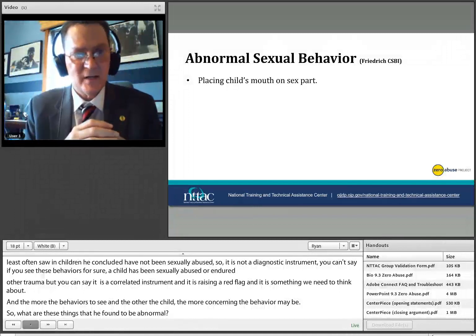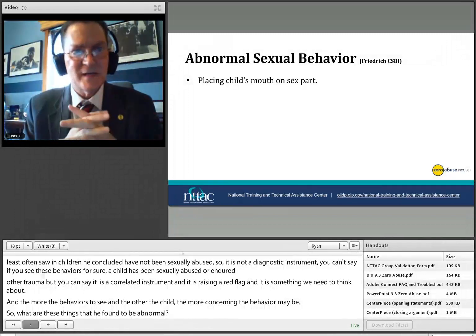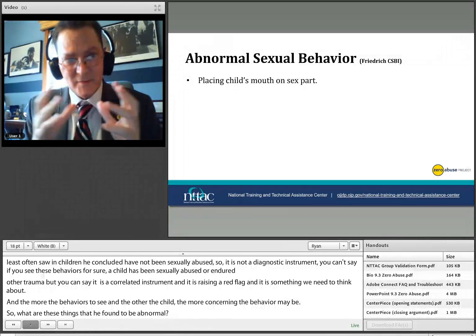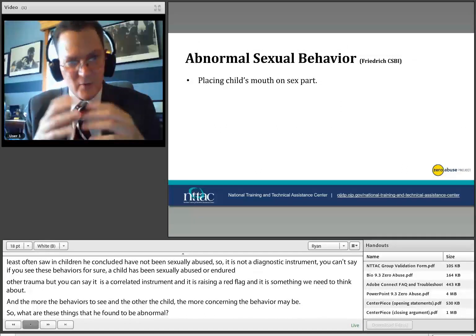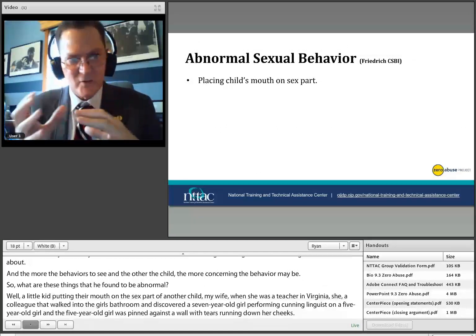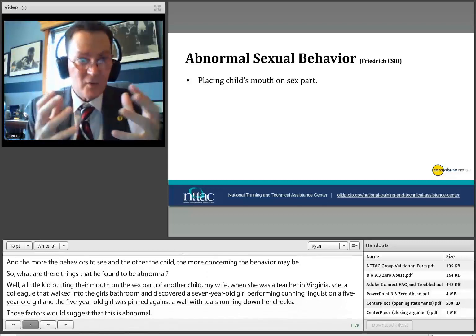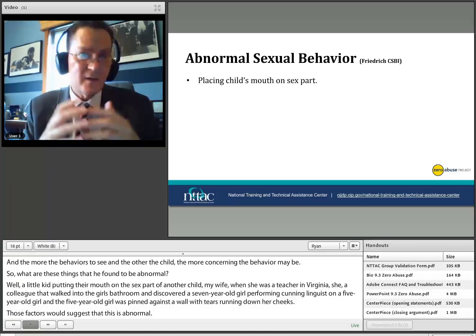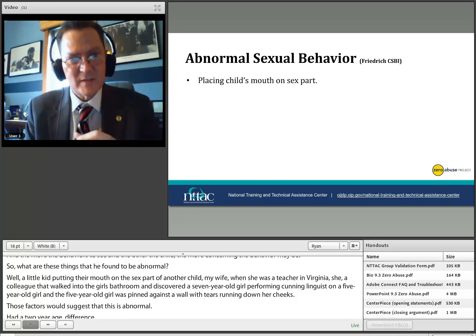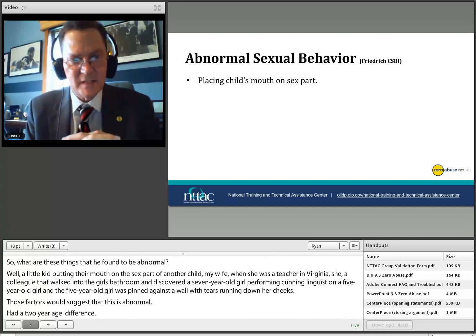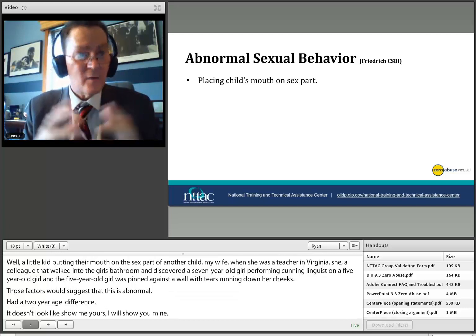Well, a little kid putting their mouth on the sex part of another child. My wife, when she was a teacher in Virginia, had a colleague who walked into the girls' bathroom and discovered a 7-year-old girl performing cunnilingus on a 5-year-old girl. And the 5-year-old girl was pinned against a wall with tears running down her cheeks. Those factors would suggest that this is abnormal.